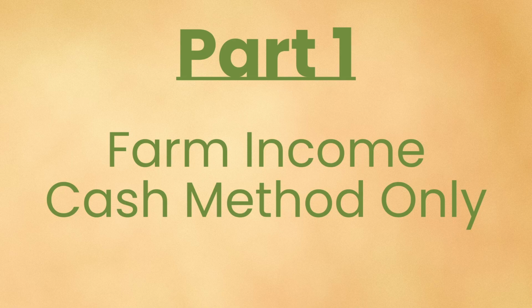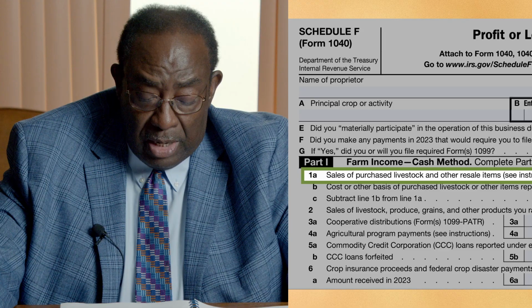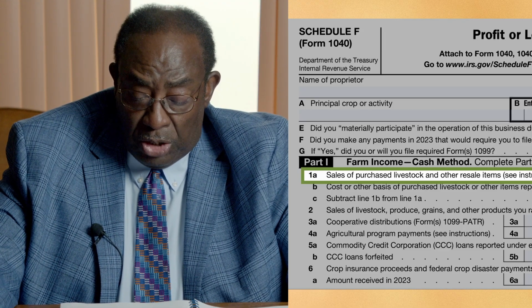Now, part one, the income. Part one, farm income, cash method only. Line 1a says the sale of purchased livestock and other resale items. That means that when you buy small items, like hogs, pigs, cows or chickens, you buy them at one price and you sell them for another price. So that's all the sales that you had, the gross sales. Now you're not talking about after you made. You're talking about the sales that you produced, not the net cost.